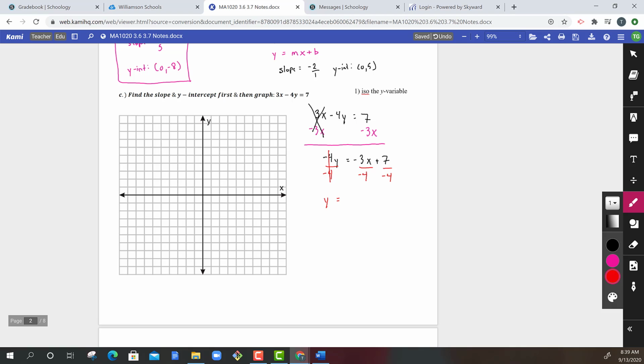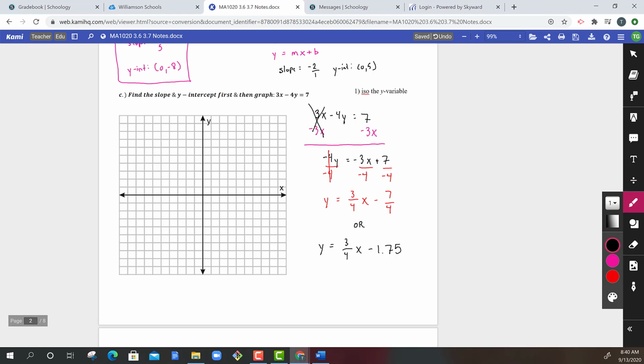Negative divided by negative, of course, is a positive 3/4. Positive divided by negative is a negative. It might also be helpful to make the y-intercept a decimal. The slope we never want to write as a decimal. Remember, slope is rise over run. But negative 7/4 is the y-intercept, so it might make it a little bit easier to write it as a decimal. So when we graph it on the chart, it's a little simpler.